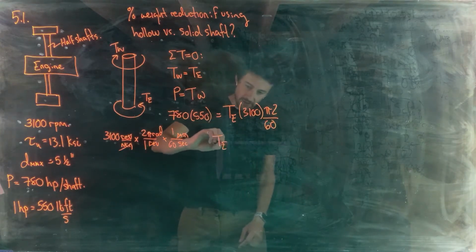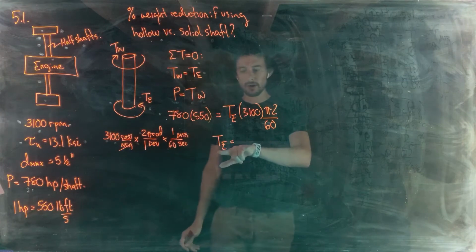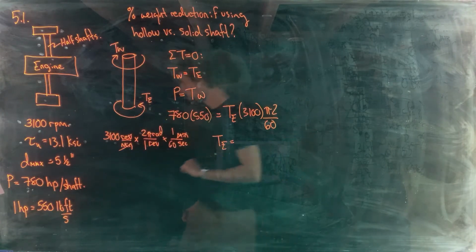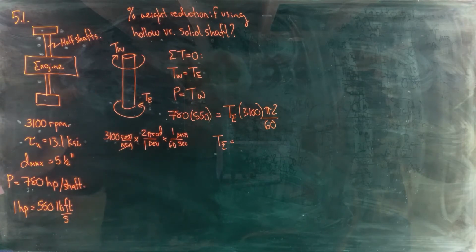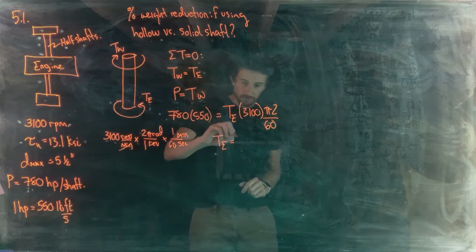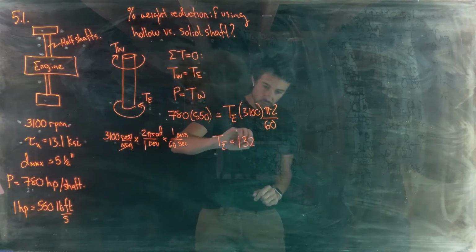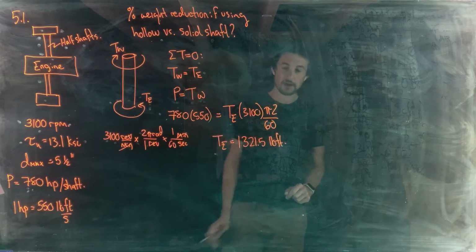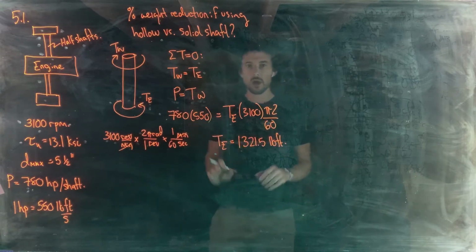So that's going to give us the torque produced by the engine that's applied to the shaft. Let me see what I got when I did that. I got 1,321.5, and that is in units of pound-feet.